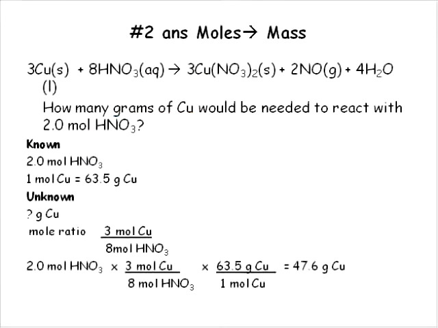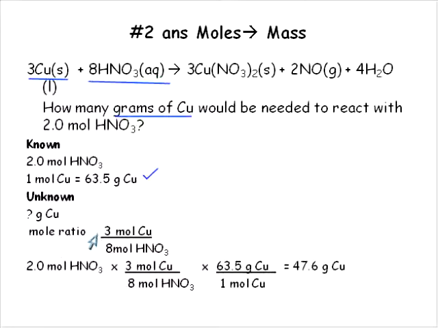Okay, so we'll look at how this is solved. Again, here is our equation. We're interested in grams of copper needed to react with moles of nitric acid. This is what we know: we have 2 moles of nitric acid, and we know 1 mole of copper is equal to 63.5 grams. We're interested in grams of copper, so we're going to need the molar mass, and here we have the molar mass. So we start with our given. We use the mole ratio.